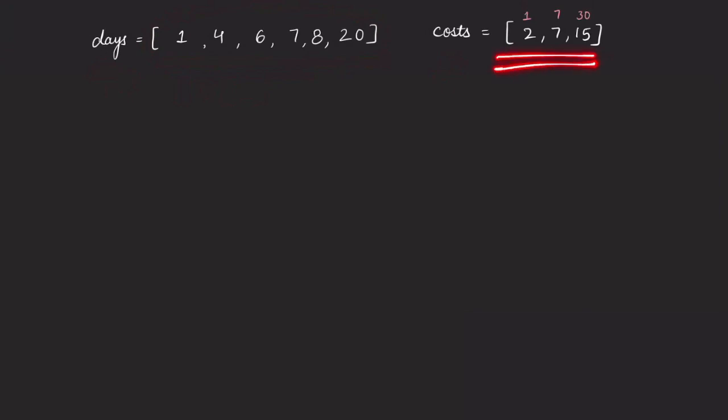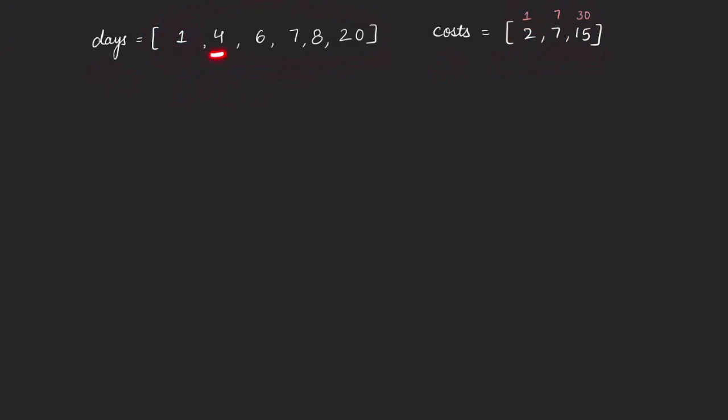For traveling, you will have to buy a pass, the train ticket. So now what does this array represent? If you buy a 1 day pass, its cost is $2. If you buy a 7 day pass, its cost is $7. And if you buy a 30-day pass, its cost is $15. So if I need to travel on day one, I have these three choices. If I buy a 1 day pass for $2, I will be able to travel for 1 day, which is the current day, day one.